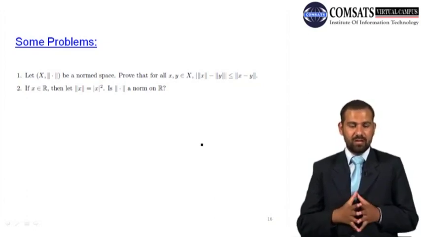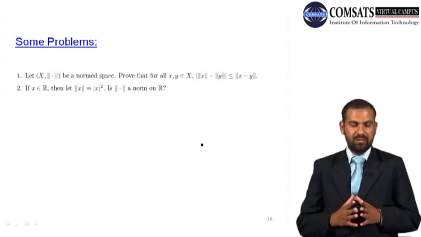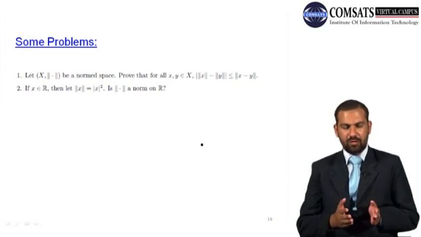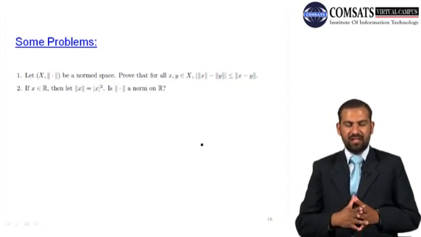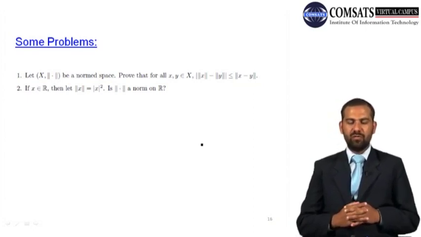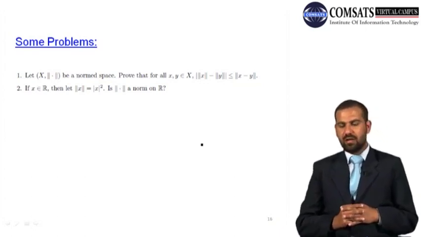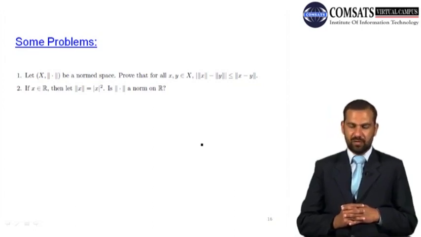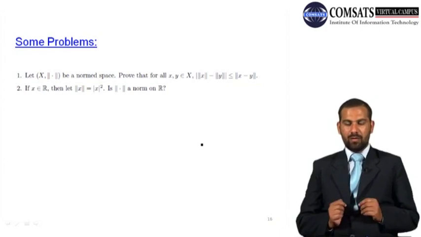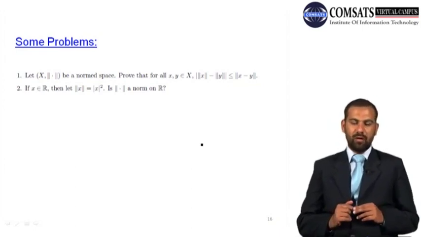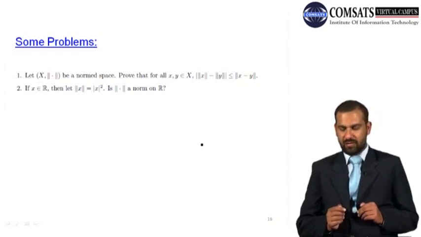For my first problem, if you have a normed space X with norm, meaning any norm you define on it, then for any normed space you can prove that the absolute value of the norm of x minus the norm of y is less than or equal to the norm of x minus y. You can apply the properties of the modulus and the norm to prove this inequality.